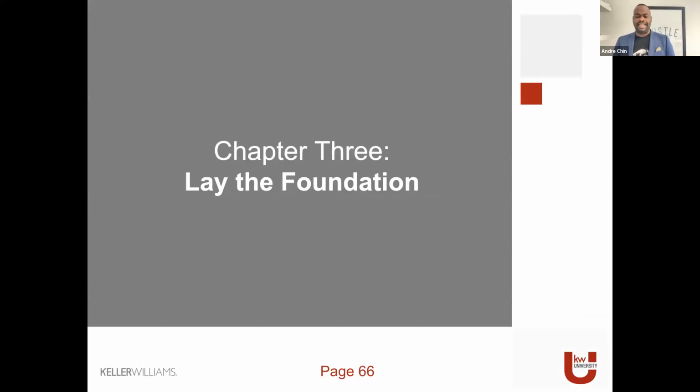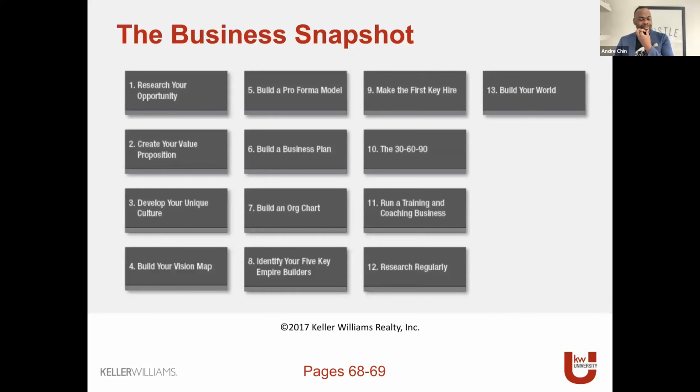Now, as we go into laying that foundation, this is what the business snapshot looks like. I had the opportunity to take this course with Gary once upon a time, but this is exactly what he created and went through when he built the Keller Williams empire. So you'll see step one is researching that opportunity. Step two is creating that value proposition. So what's that going to be? Developing your unique culture, because it's going to be different for everybody else. And then what's that vision map going to look like?